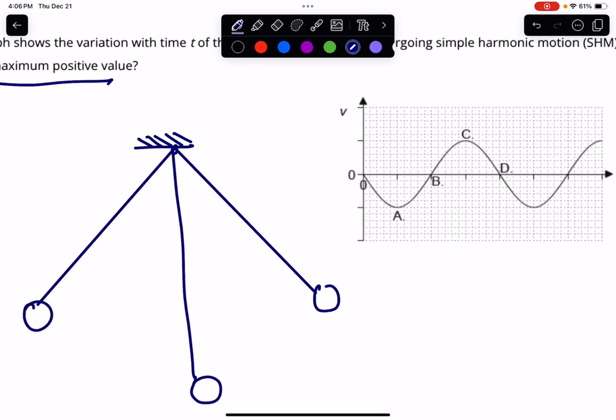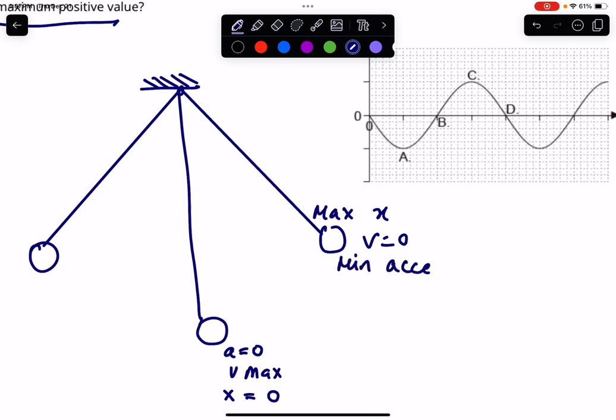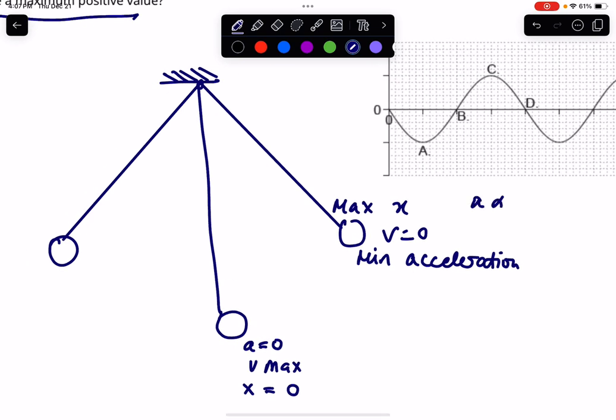Okay. Now, as we see with these 3 different states, we know that at the equilibrium position, the acceleration is 0, the velocity is maximum, and the displacement x is 0. At our positive amplitude, you have maximum x displacement, the velocity is 0, and you have the minimum value of acceleration. So as you can see, a is proportional to negative x. So when a is very high, x is very low. The other way around. What we see over here is that when a is very low, x is very high.